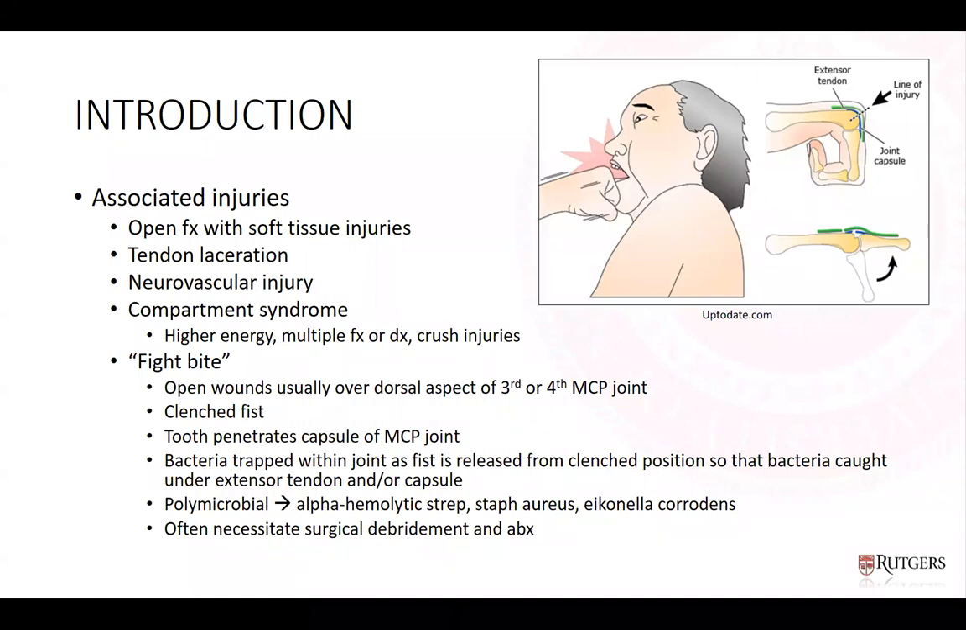The so-called fight bite occurs when a bite penetrates the capsule of the MCP joint in a flexed position. Bacteria can then be trapped within the joint as the fist is released from its clench position, so that the bacteria is caught under the extensor tendon and/or the capsule. These can often be polymicrobial with alpha hemolytic strep, Staph aureus, or Eikenella, and often necessitate surgical debridement and antibiotics.